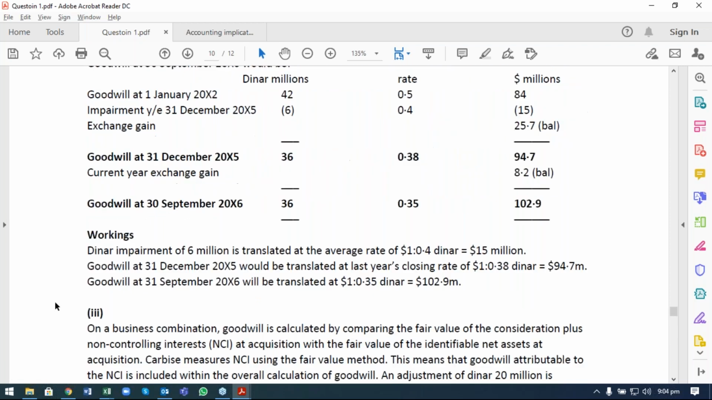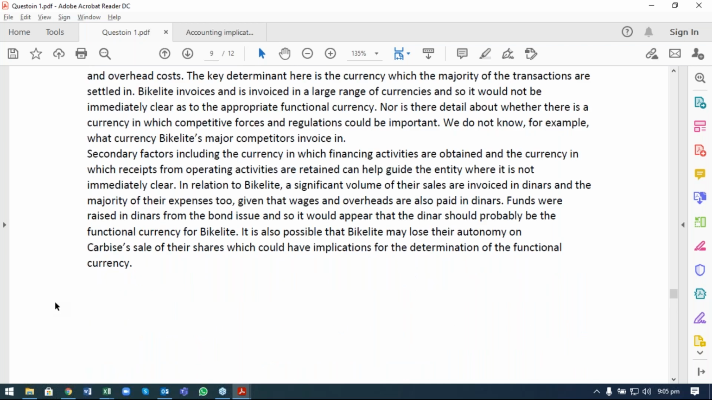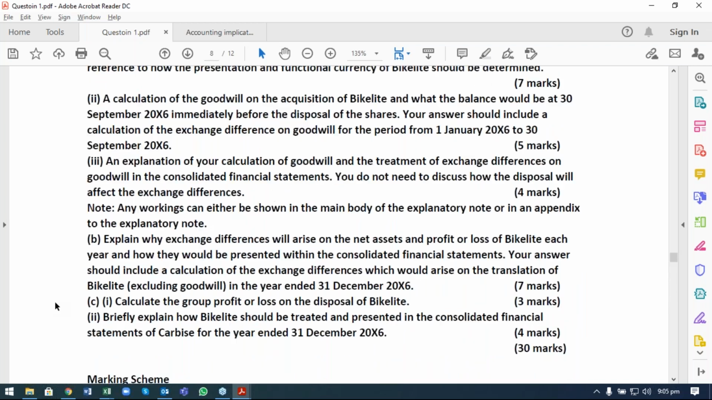So the last requirement is working number 3, which was the C option: calculate the group profit on disposal of Backlight. Briefly explain how Backlight should be treated or presented in the consolidated financial statements of Carbise for the year ended 31 December 2006. And this concludes 4 marks. This concludes 3 marks. So after a 10 to 15 minute break, I'll be back.